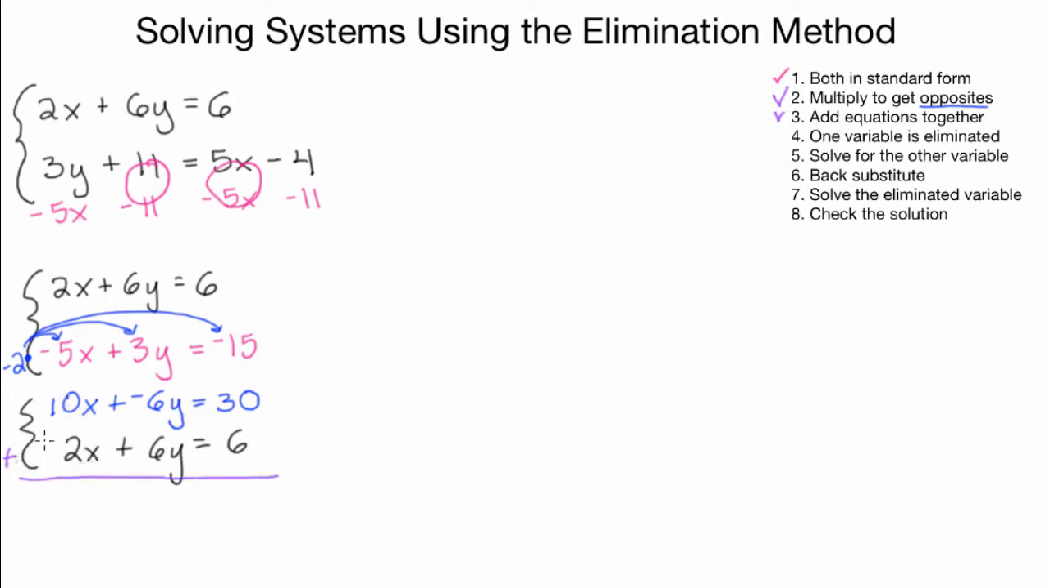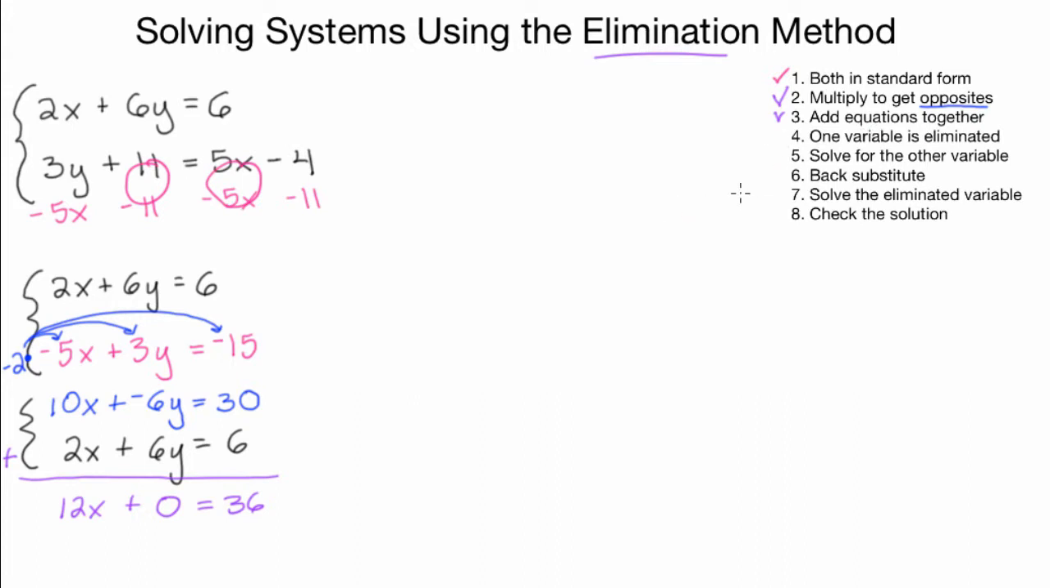10x plus 2x, I'm going to add those like terms, gives me 12x. Negative 6y plus positive 6y turns into 0. Good. That's why we call it the elimination method. We just eliminated the y variable, so I can now solve for x. And 30 plus 6 equals 36.